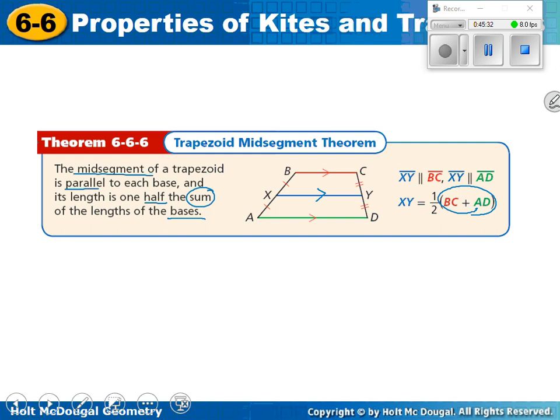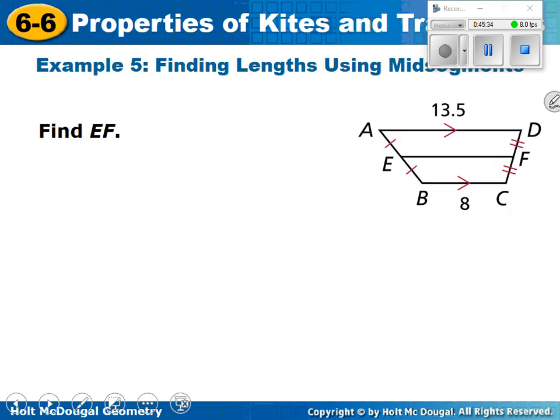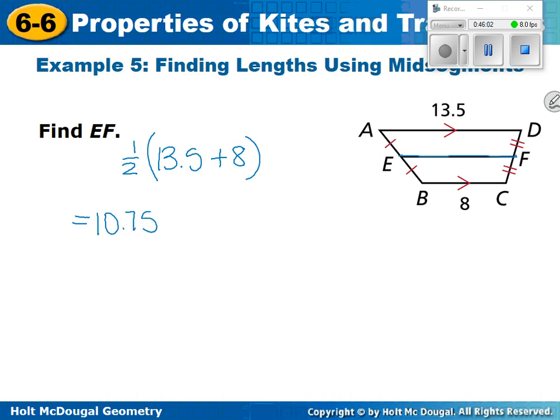All right, last example, and then I'm going to talk to you about something else you'll see on your homework. So look at this example. What's EF? It's a midsegment. We know that because midpoint, midpoint, midsegment. So how do we find the distance from E to F? Good. 13.5 plus 8 and divide it by 2 or take a half. So what do you get for E to F? 10.75.